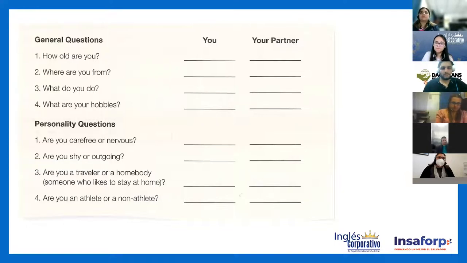Okay. Are you carefree or nervous? He's carefree. Are you shy or outgoing? He is outgoing. Are you a traveler or a homebody? No, he is not a homebody. Are you an athletic or not athletic? My partner is not athletic. He is not an athlete, no. He doesn't like to do sports. Okay, tell me more about Glenda, please.